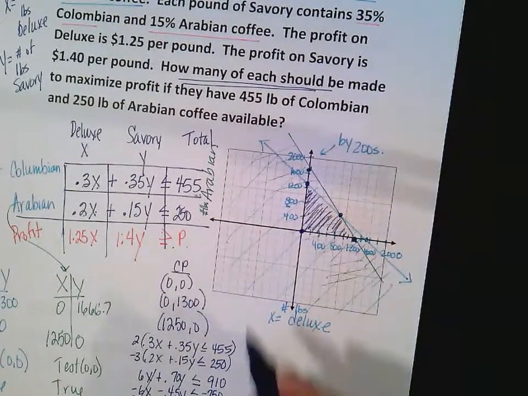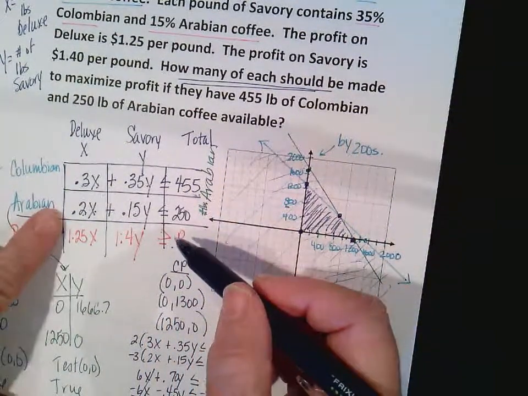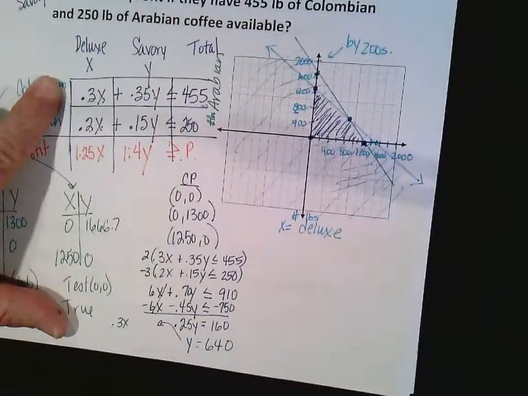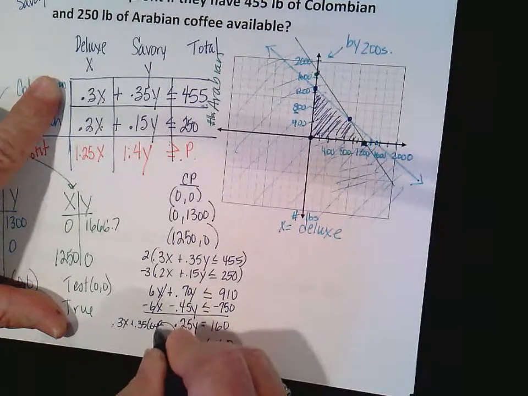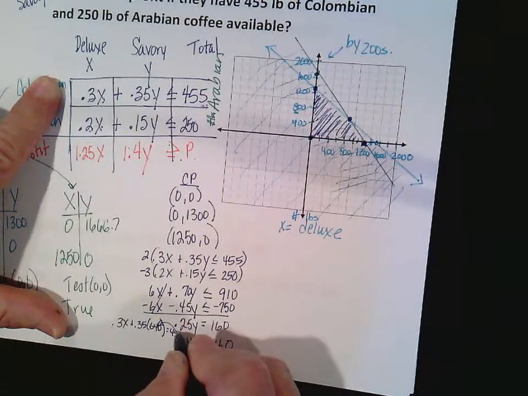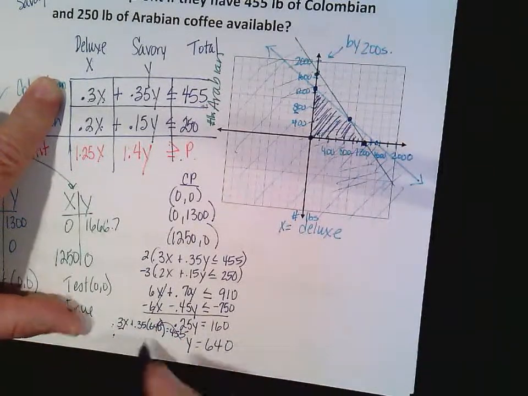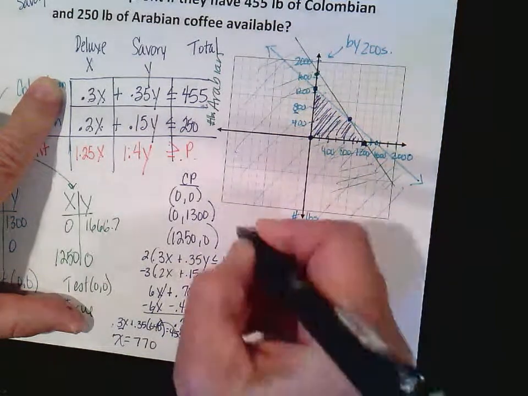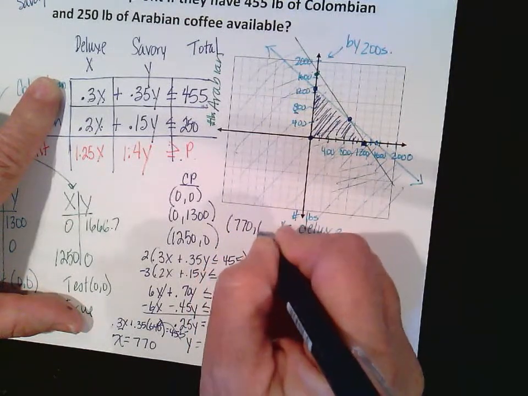And I'm going to plug it back into one of those original equations to find my x. I'm going to plug it back into the first one. So I have 0.3x. Oh, sorry guys. 0.3x plus 0.35 times 640 has to equal 455. So 0.3x, if you do all of that, multiply that and then subtract, you're going to end up with x is 770. So my fourth corner point, this one, is 770, comma 640. These are my corner points.